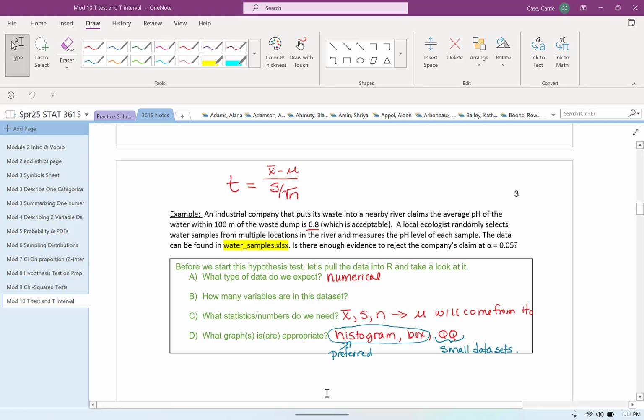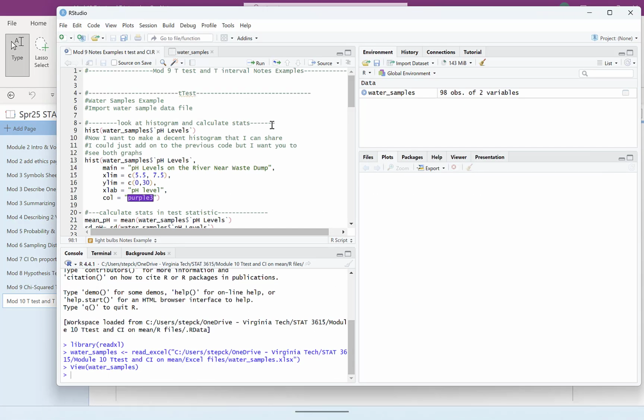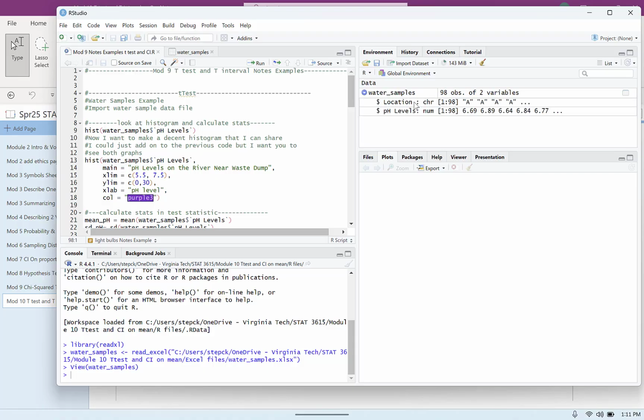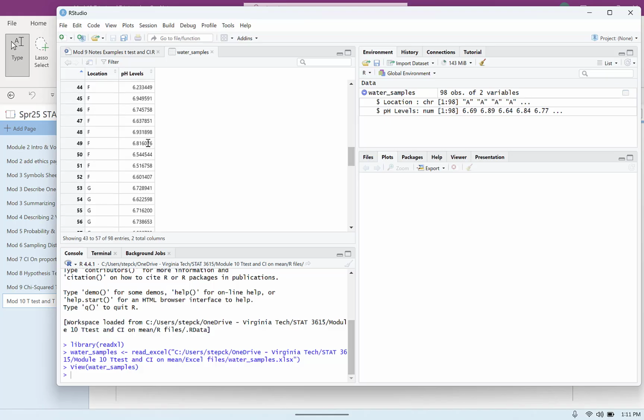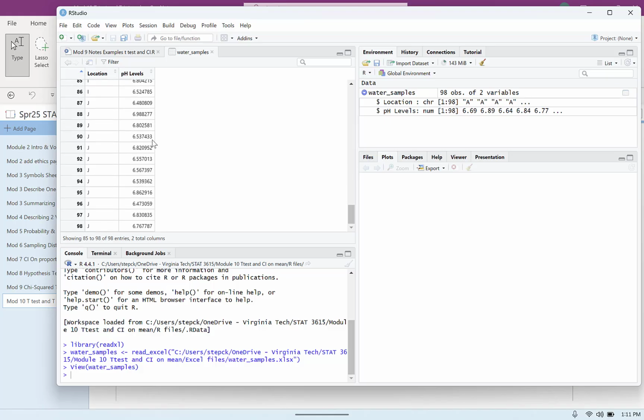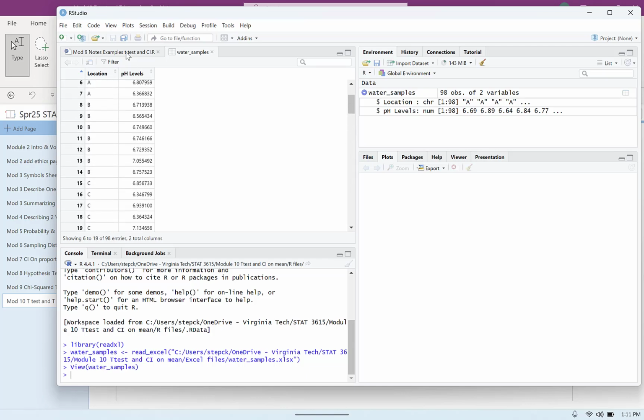All right, so let's look at our data. I have this data already in R, so I imported my data using the import Excel file. My water samples data has two variables. We can look at these variables. We have the location, and then we have the pH levels. And if I scroll down, we have about 198, it looks like, samples.